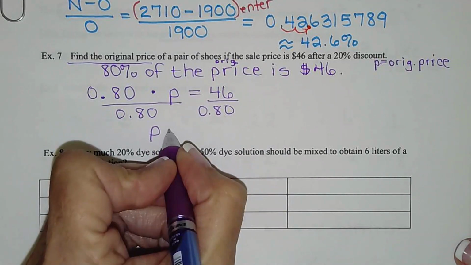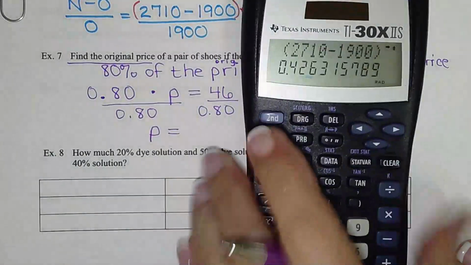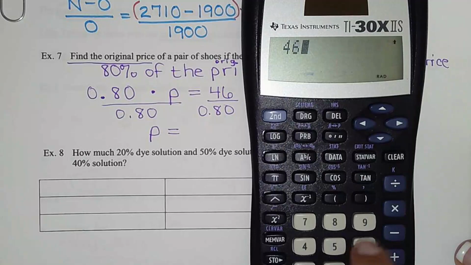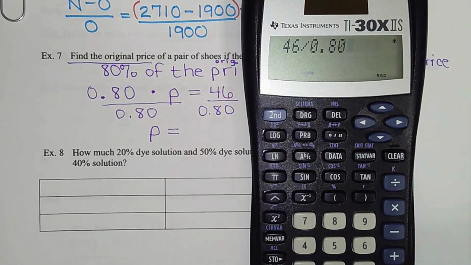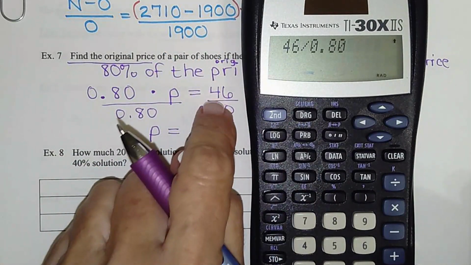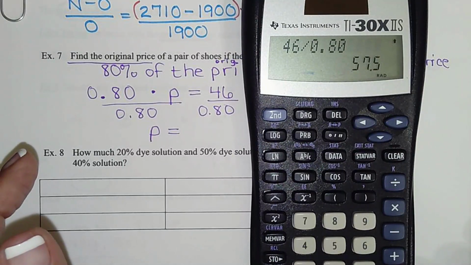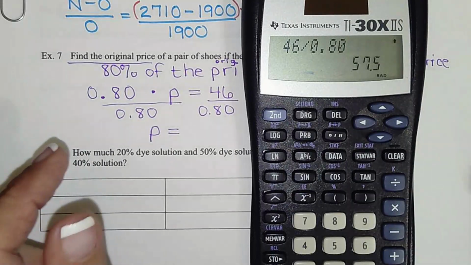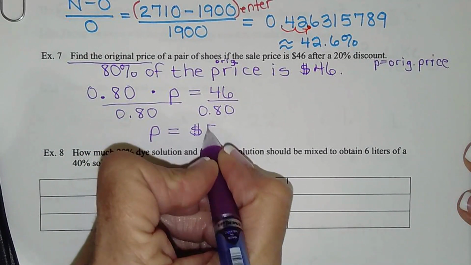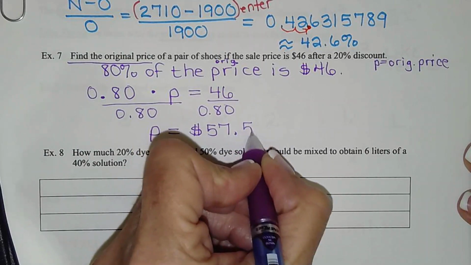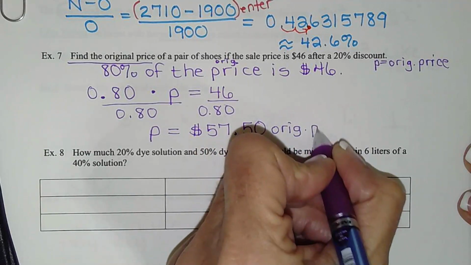Alex is pretty picky about that. It will keep telling you, don't forget the 0 in front. So 46 divided by 0.80, and remember, we're finding the original price. So it should be higher than $46. Sound good? $57.50. Don't write 0.5. So the original price is $57.50.